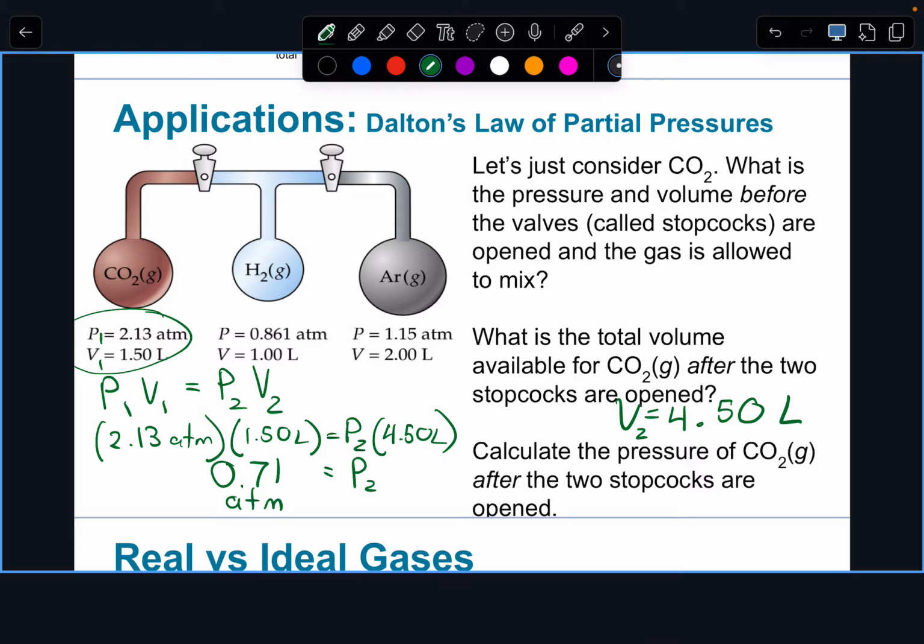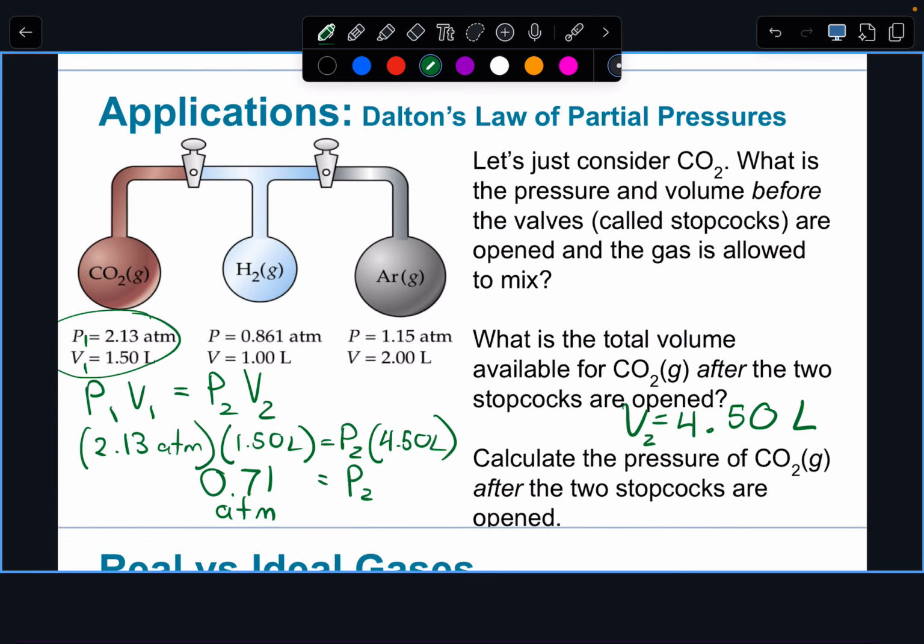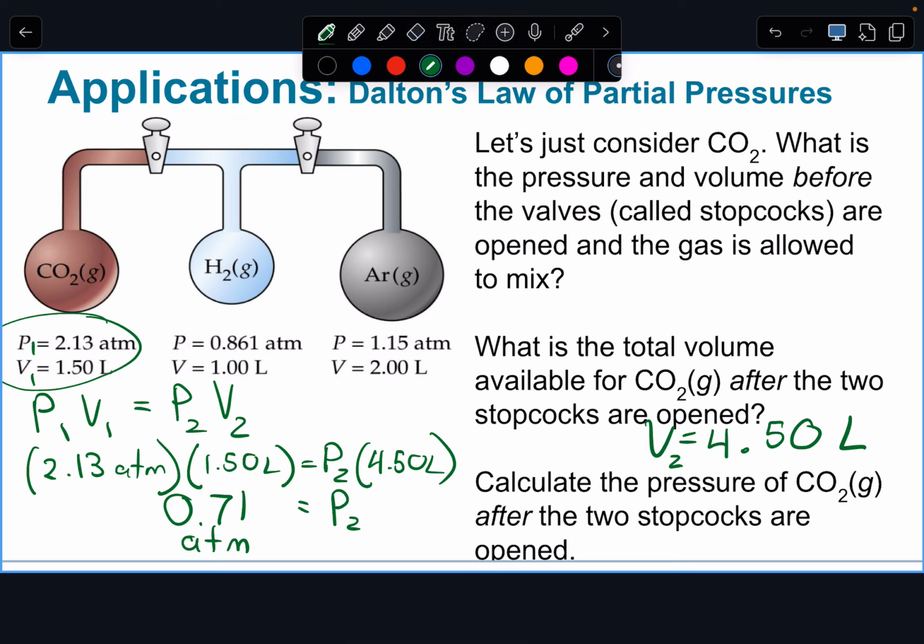Okay, when you're ready to check your work, it's up there now. So one big takeaway here is it doesn't matter if there's other gases mixed in there. You can still apply all the same rules to an individual gas within a mixture. Okay, that's a big takeaway.